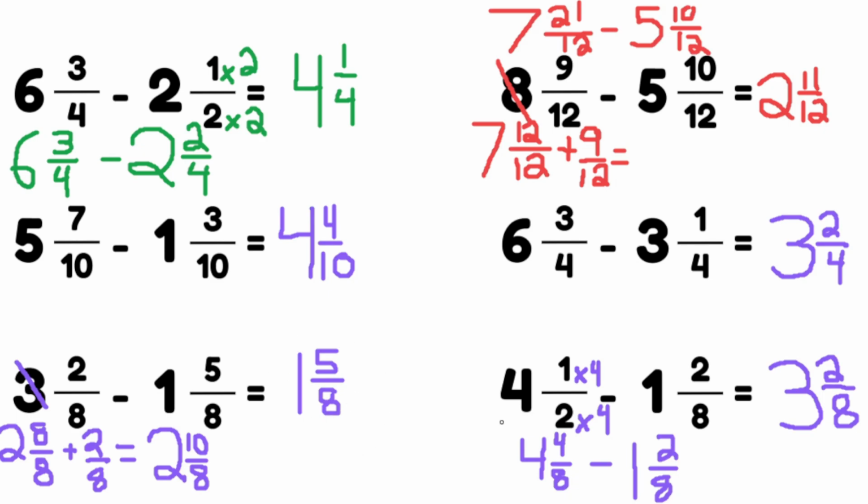And then over here for 4 and 1/2 minus 1 and 2/8, we had to rename a fraction because we had 2 different denominators. I had to multiply by 4 because my lowest common denominator between 2 and 8 is 8. I did 2 times 4 to get 8. Whatever I do to my denominator, I have to do to my numerator. 1 times 4 gives me 4. So 4 and 4/8 minus 1 and 2/8 gives me 3 and 2/8 as my answer.